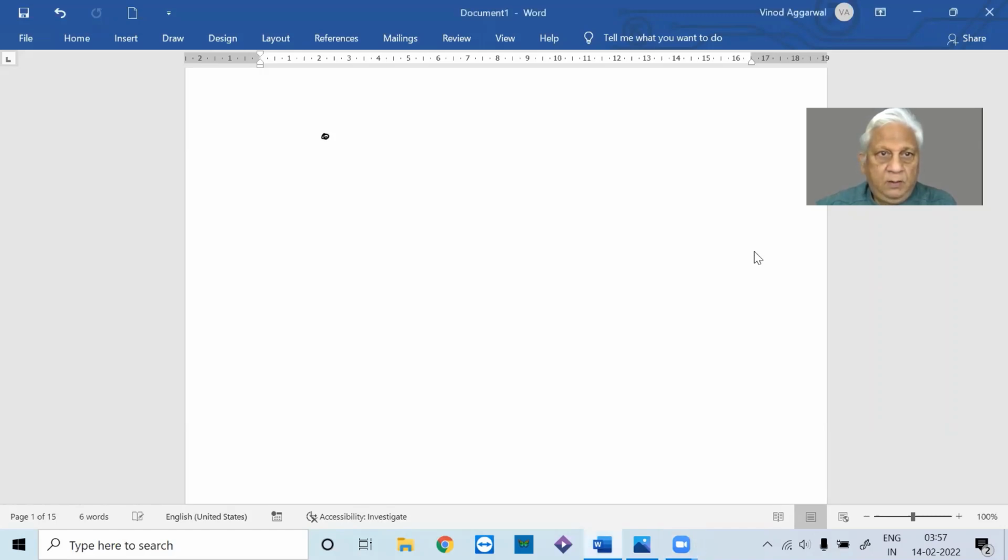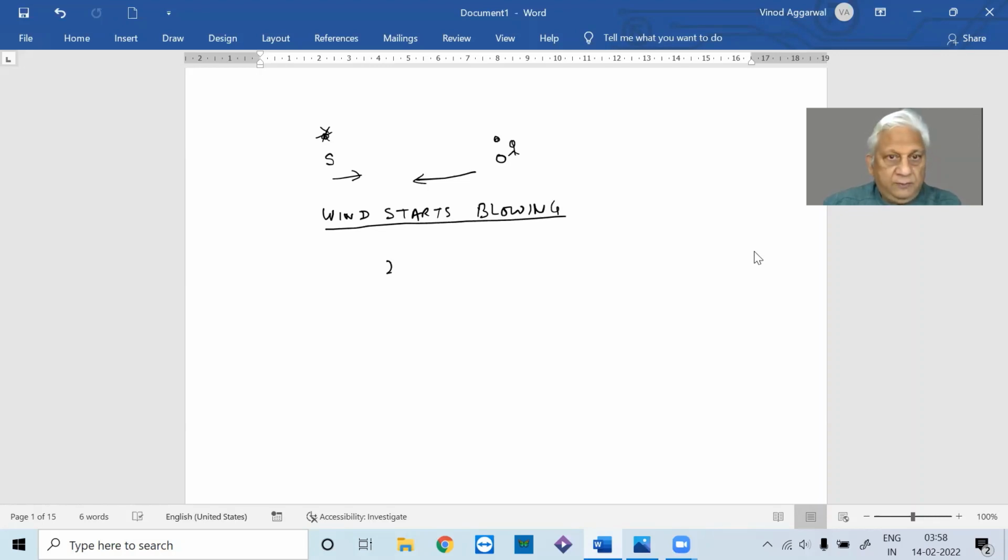Let's see, our source is here. Our observer is here. Now, when either source is approaching observer or observer is approaching source, wind starts blowing. We had our expression of apparent frequency as above. Will it still hold? No, it will not still hold because wind will change the velocity of sound.